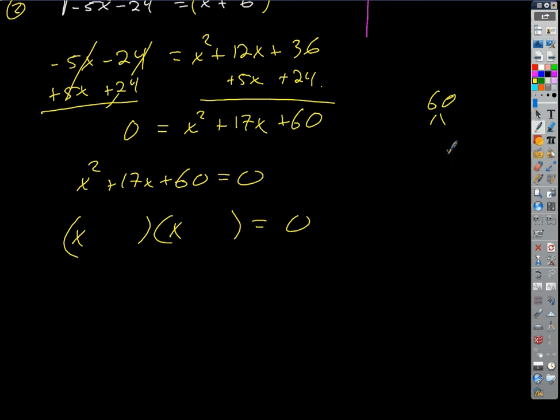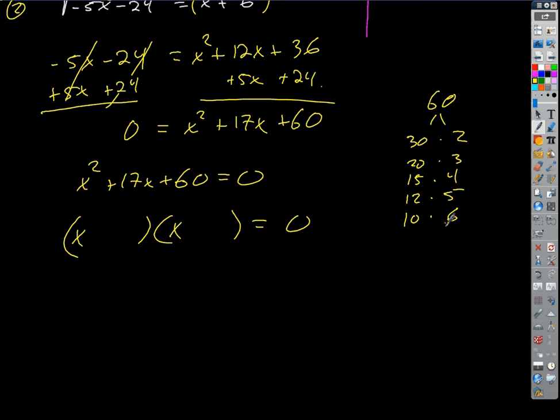Let's think about the different ways we could get that. We could get 60 times 1, which is not going to work. 30 times 2 is not going to work. Those don't add up. 15 and 4. Oh, I guess we missed 20 and 3, didn't we? I'll go back. That's not going to work either. 20 and 3 add up to 23, right? 15 and 4, what's next? 10 and 6.